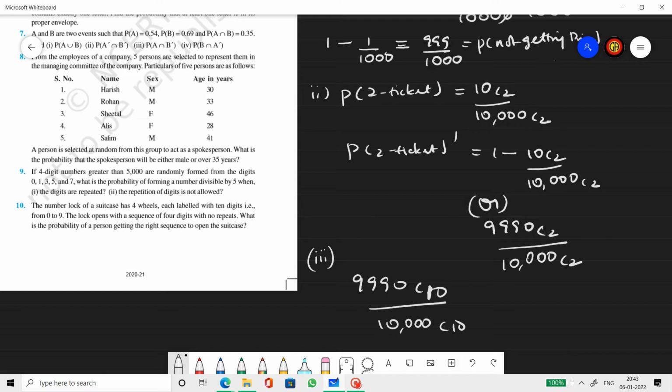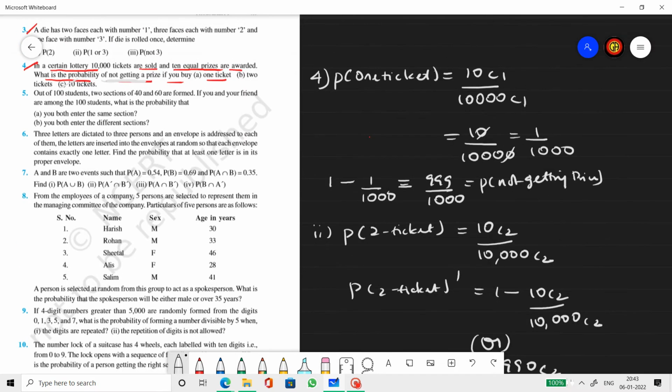I'm repeating it one more time. Out of 10,000 tickets, only 10 tickets carry a prize. The first case is you buy one ticket and you don't get the prize. If you buy one ticket and you get the prize, the probability is 10C1 by 10,000C1, which is 1 by 1000. But here, not to get the prize, so 1 minus this. Or you can straight away do 10,000 minus 10, 9,990 by 10,000. Even that way you get 999 by 1000.